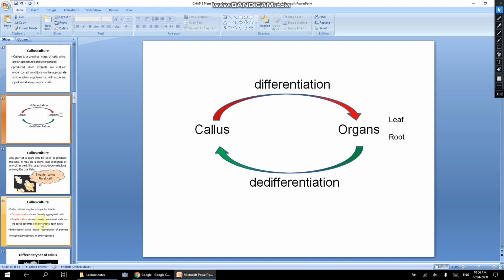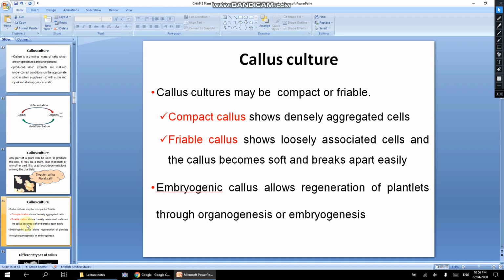So the callus culture could be compact or friable, meaning it could be hard, or it could be something that can spread around. Compact callus shows densely aggregated cells, while friable callus shows loosely associated cells, and it breaks apart easily. So you have two types. One is really compact, and the other one breaks easily. So embryogenic callus allows for regeneration of plantlets through organogenesis or embryogenesis.